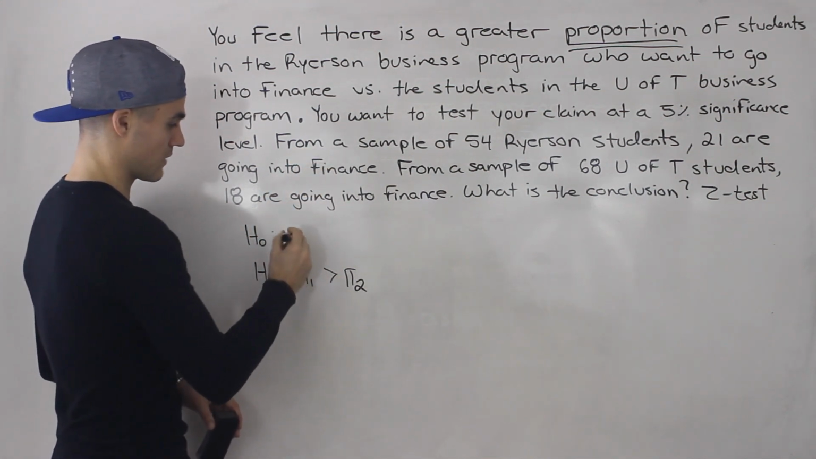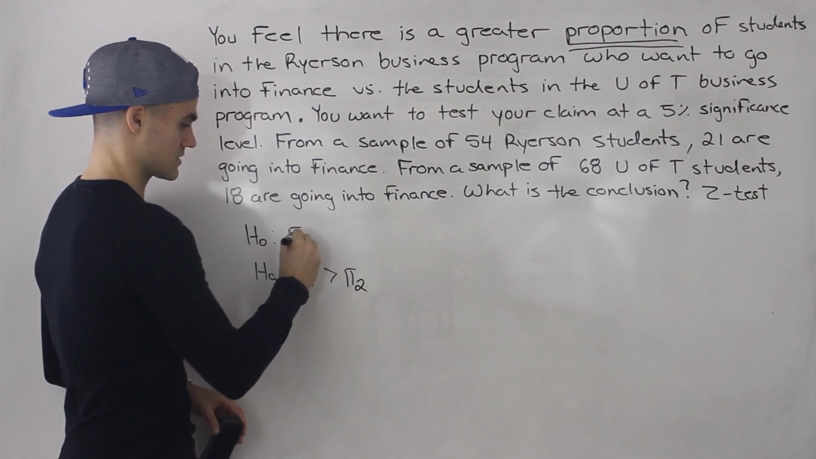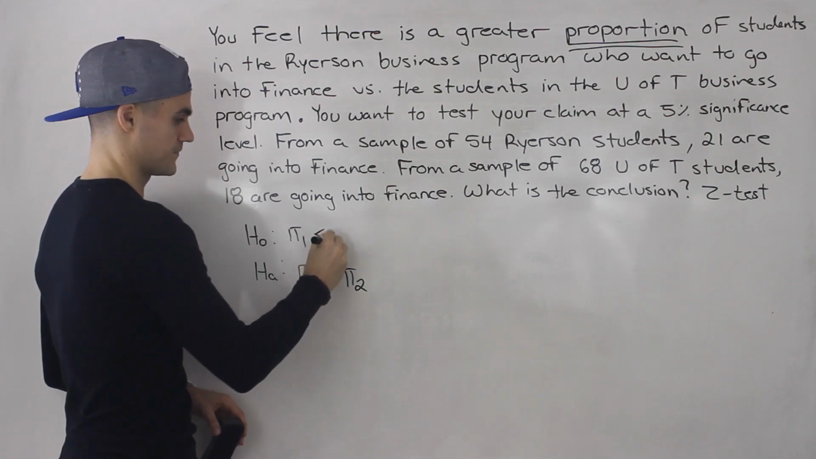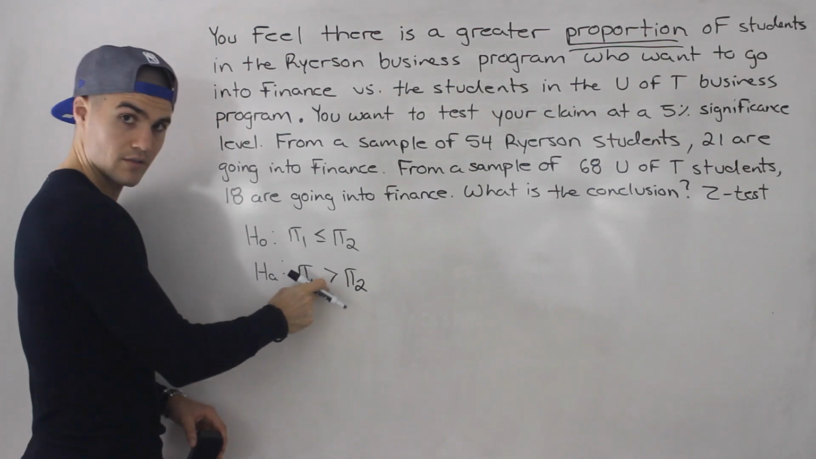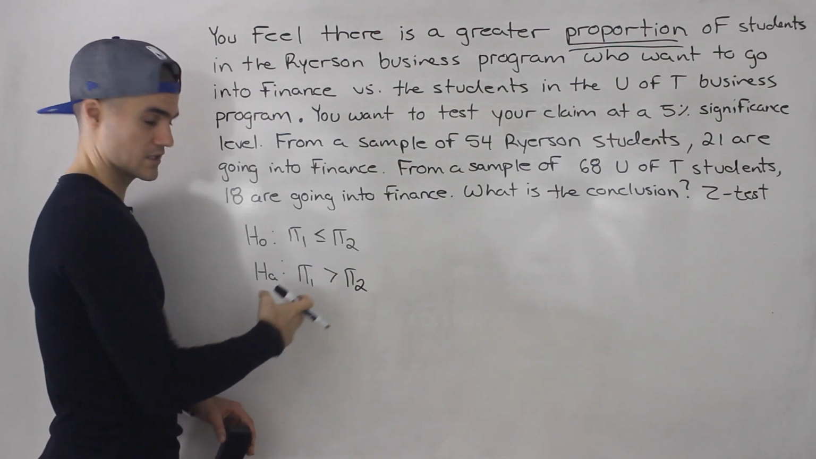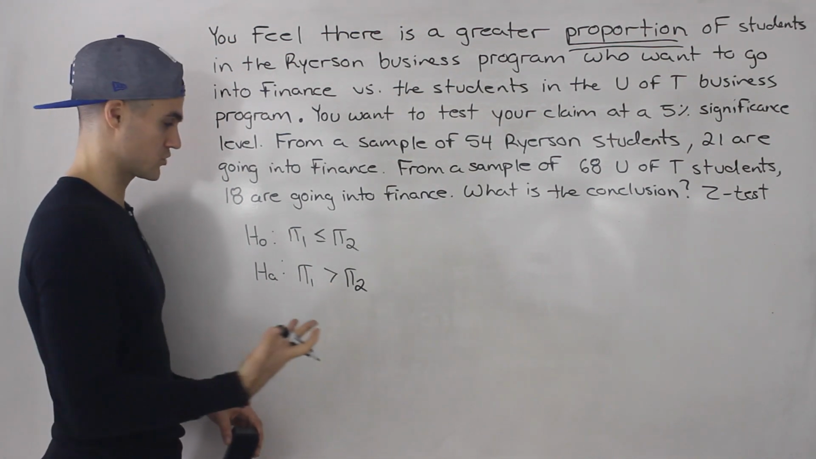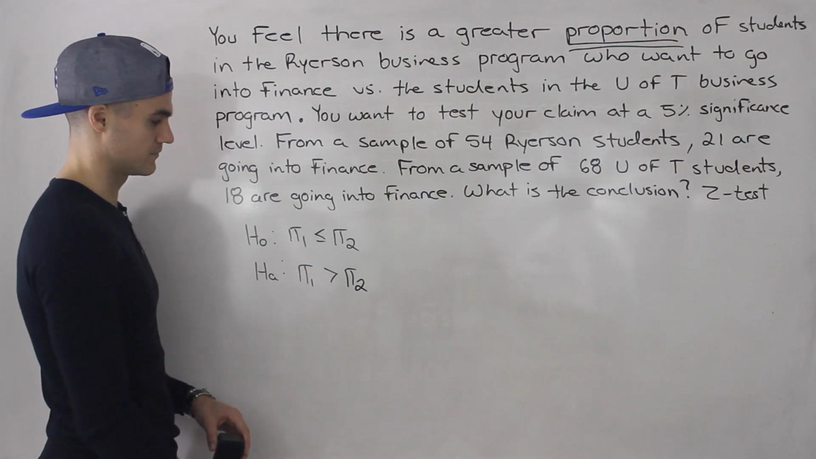So if this is the alternative hypothesis, then the null hypothesis is going to be the opposite of this, like that. And notice because we have this greater than sign here in the alternative hypothesis, we're dealing with a one-tailed test, right? And more specifically, a right-tailed test.